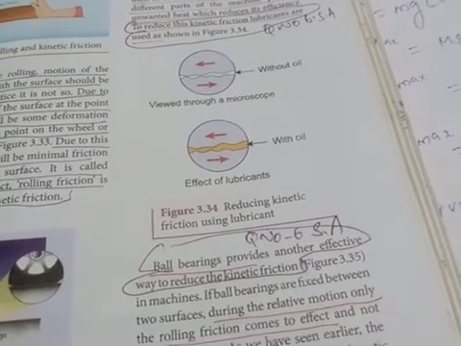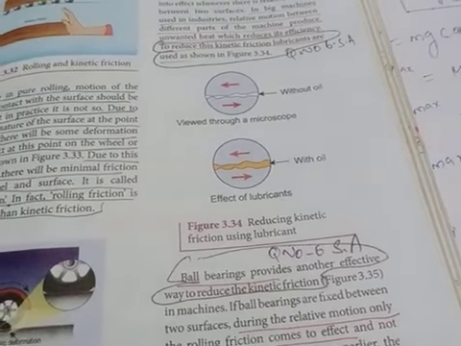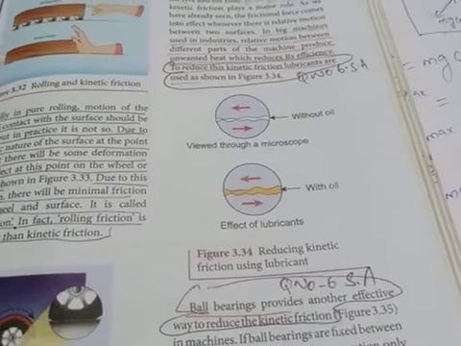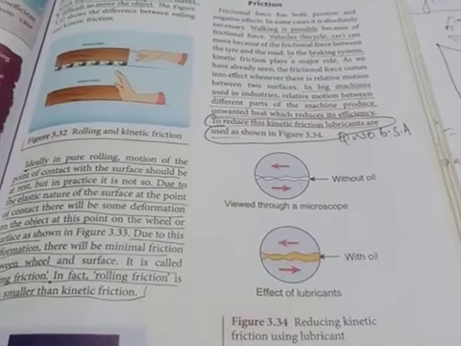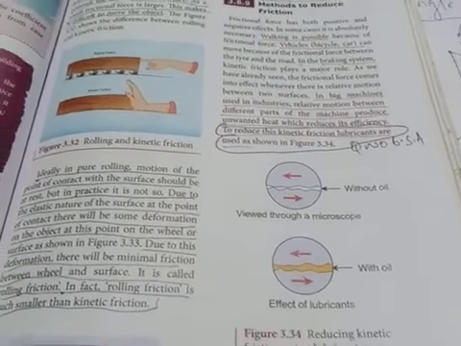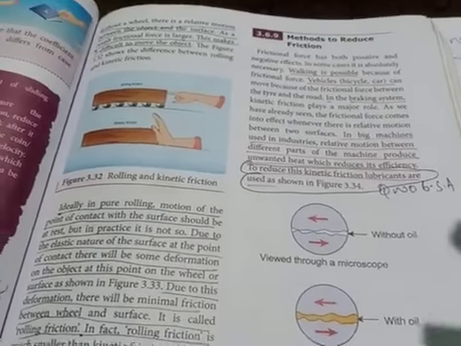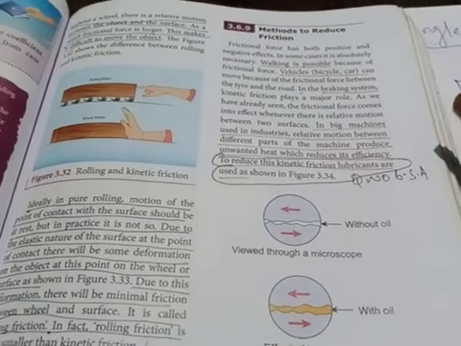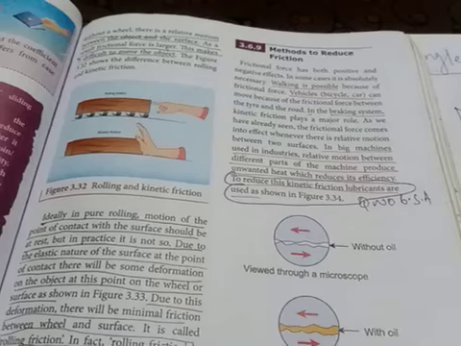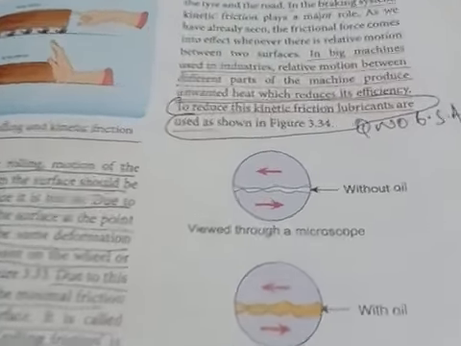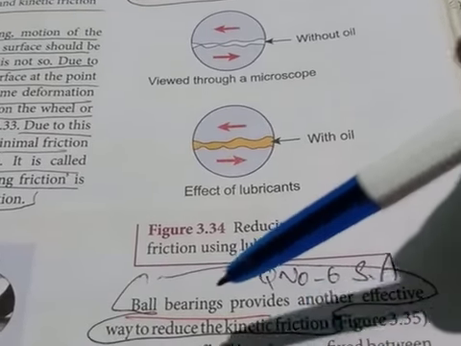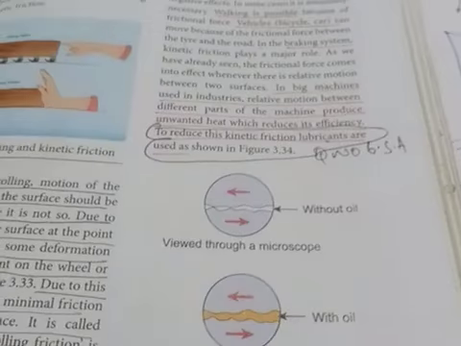And here we can see the methods by which we can reduce friction. In large companies, there are machines where it is very important to reduce friction. In bicycle wheels, car wheels and motorbike wheels, there is a bearing inside, which helps to reduce friction. Also, in some places we apply oil to reduce friction. So one is lubricants, and another is ball bearings. These are the two ways we can reduce friction.